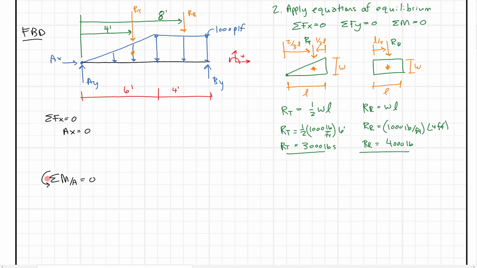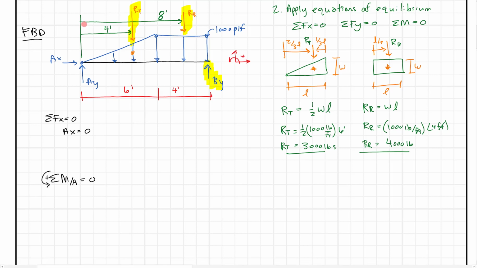So when we write that, what we're going to say is we're going to look for any forces that don't pass through point A and look at the distances of their lines of action. So in this case, what we can see here is we have a few different forces that all are going to cause moments about point A. So RT, RR, and BY all are going to cause moments about point A.